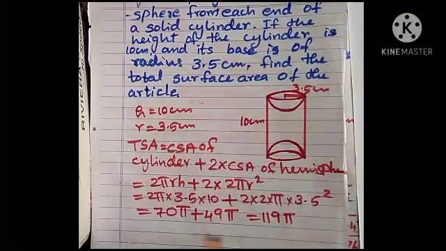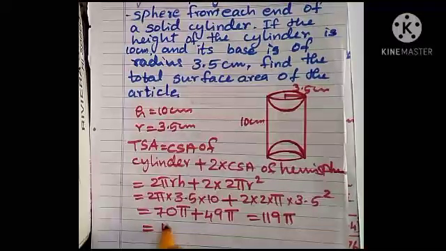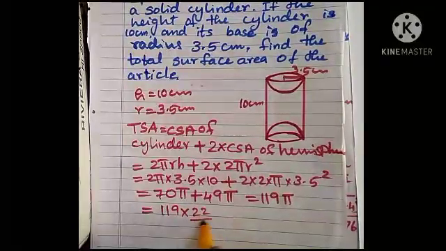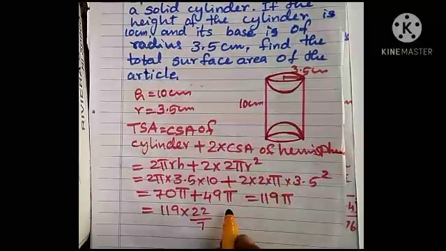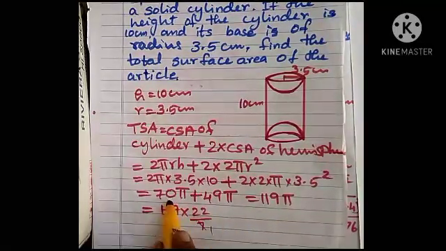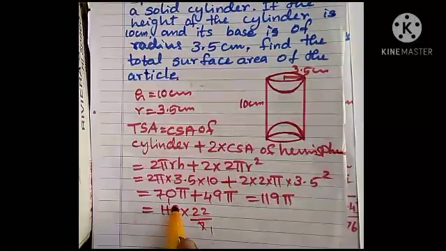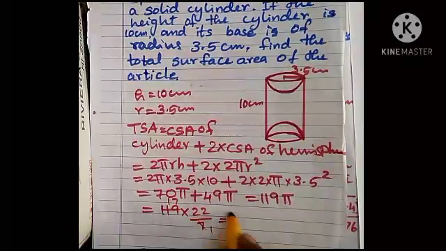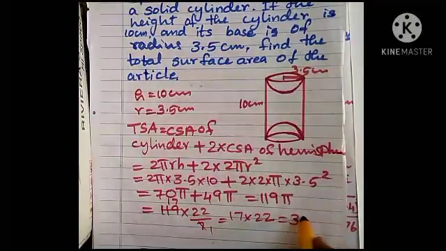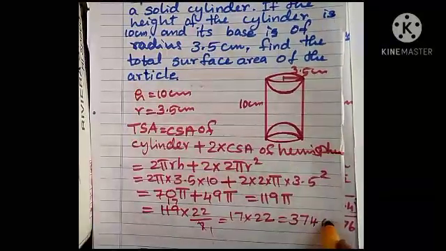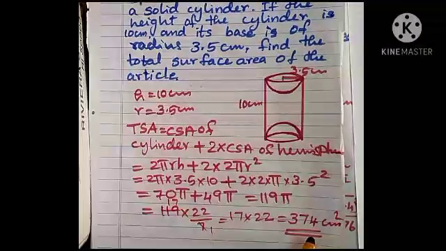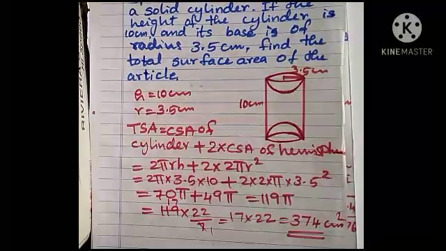Then we can substitute the value of pi. 119 into, what's the value of pi? 22 by 7. We can cancel this number. What's the number you are getting here? 17. That is 17 into 22. Now our answer is 374 centimeter square. See that 17 into 22 means 374 centimeter square. Understand?